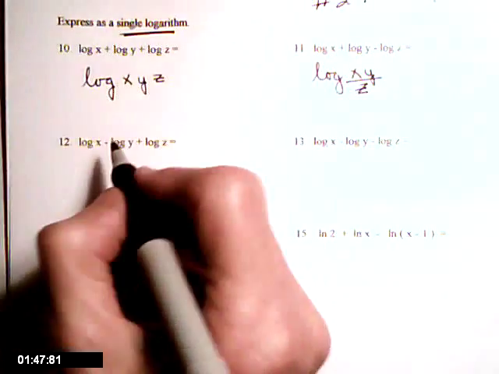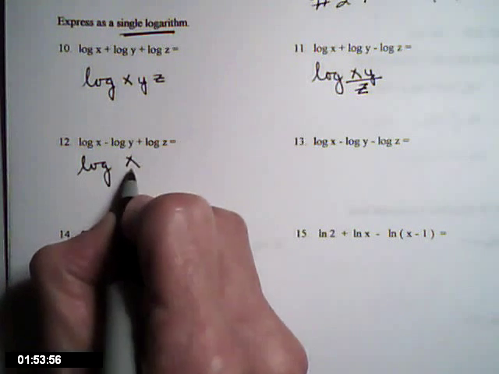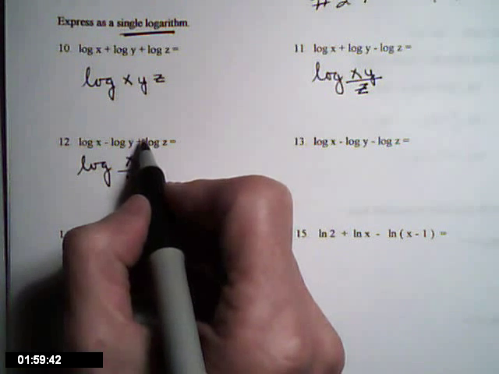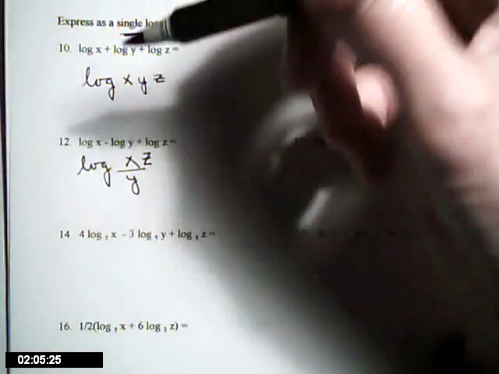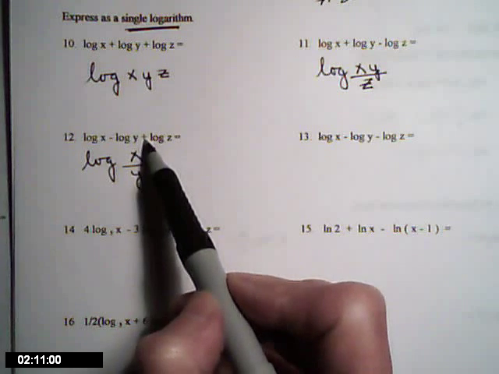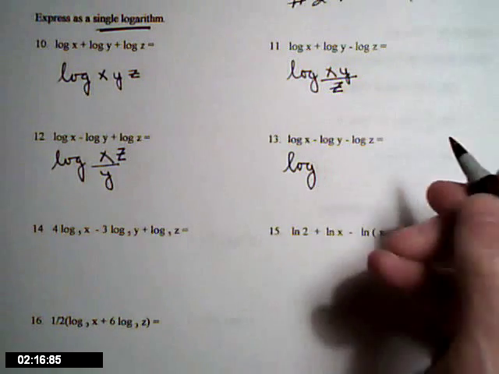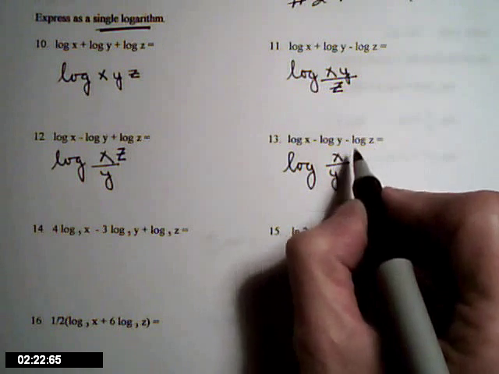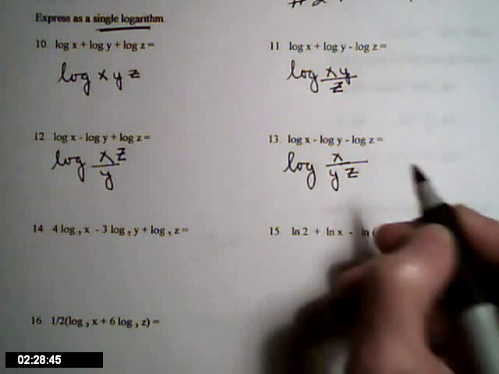Okay, number 12. We're going to have one log. We have x minus y, so we're going to associate that with division. Now we have a plus sign, and with the plus sign, that would not put the last term in the denominator. It brings it back into the numerator. Think about this: you have x being divided by y, but you're not dividing by z. Number 13, we have log x minus, which means we're dividing by y. We have minus again, which I say is that we're still dividing by z.